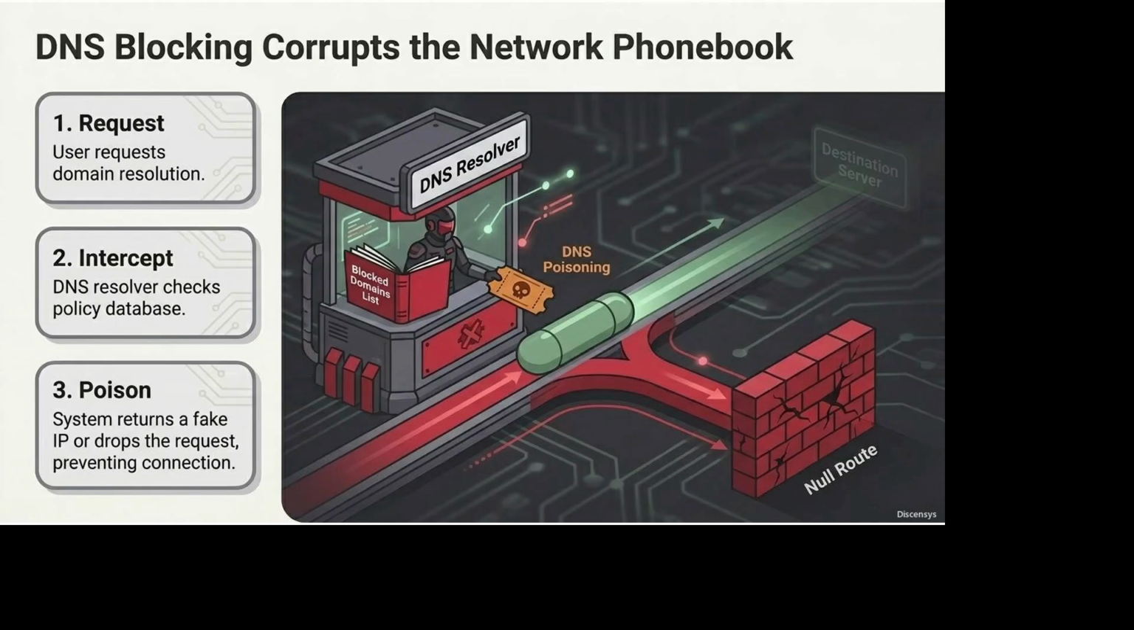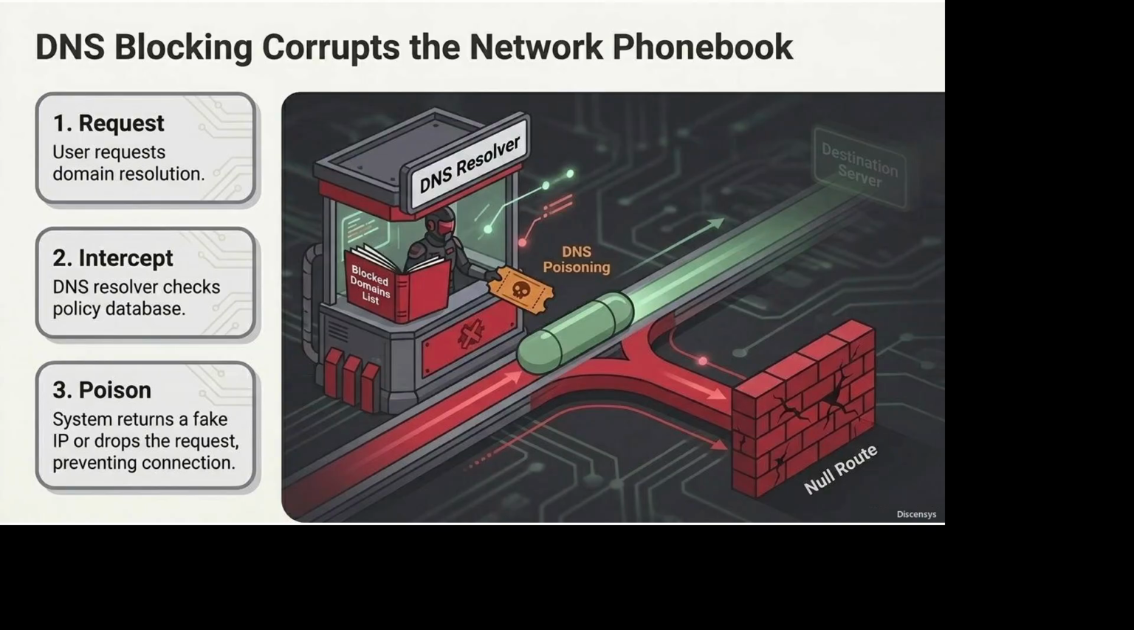And then the filtering system intercepts. It either returns a wrong IP, gives no answer, or drops the request. The result, the website never opens. So it is somewhat like you ask someone for a friend's address and they intentionally give you the wrong house number, right? So what if DNS succeeds and the website IP is known?